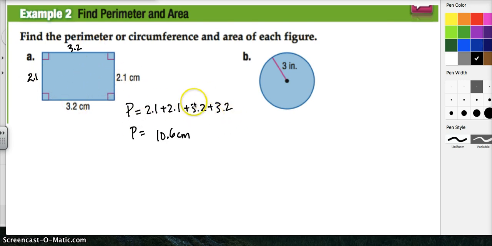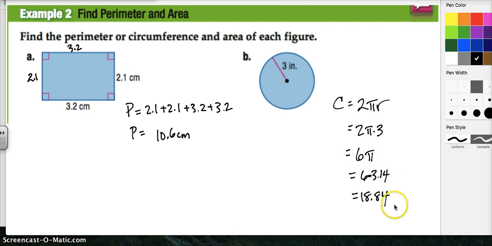That's totally fine. The circumference of a circle is given as 2 pi r, and so in this case the radius is 3 inches, so we can say that that's equal to 2 pi times 3, or 6 pi if we're leaving it in pi form, or we could approximate pi to be 3.14 and get 18.84 inches as the circumference of the circle with a radius of 3.